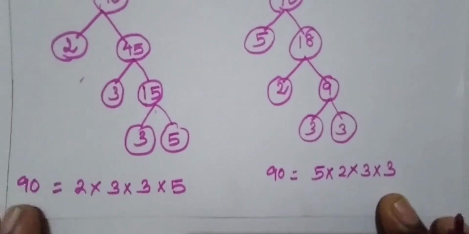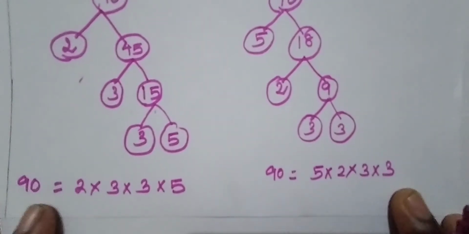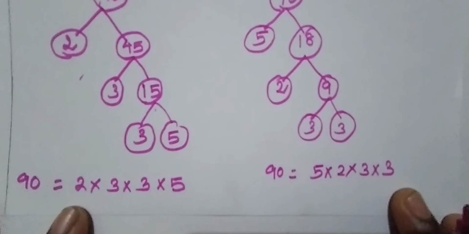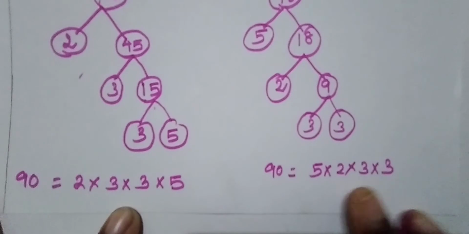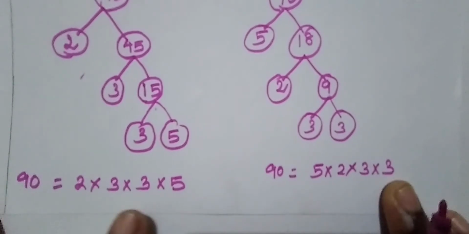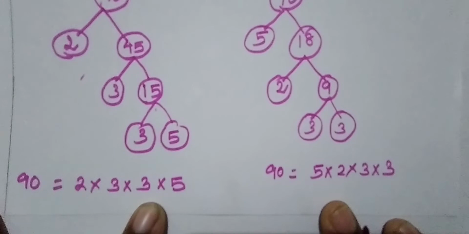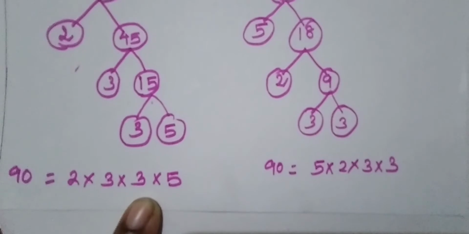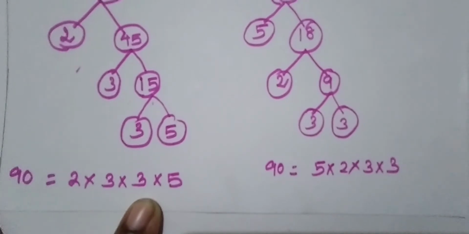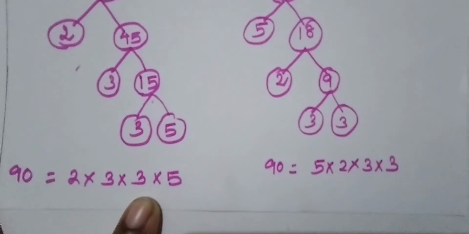So these are the two different ways, but you reach the same answer. 2 here also 2, 2 times 3 here also 2 times 3, and 1 5 here also there is 1 5. This shows that any composite number has unique prime factors.